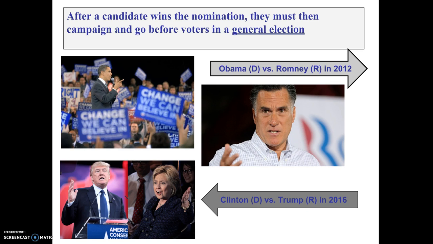So if you think back to the 2012 election, the general election was against the Democratic nominee, President Obama, and the Republican nominee, Mitt Romney. That was the general election in 2012. In 2016, the general election was Democratic nominee Hillary Clinton versus Republican nominee Donald Trump.